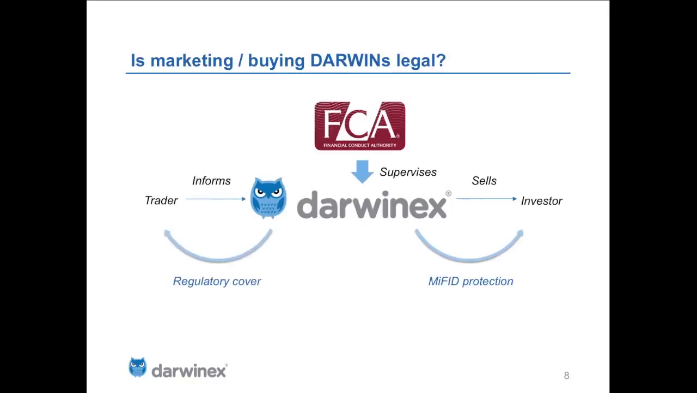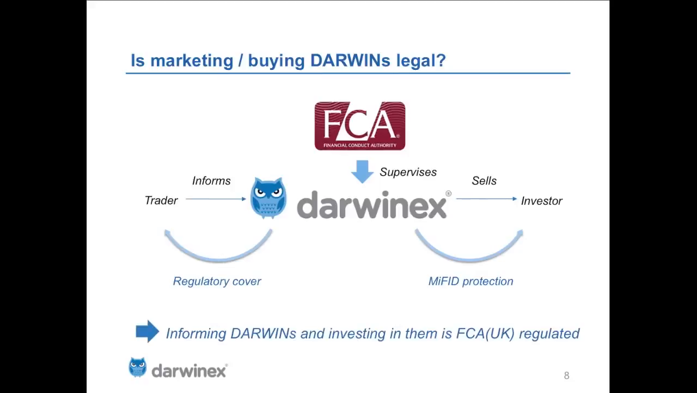And importantly, all the trader is doing is providing some market information to Darwin-X, which essentially means he is not engaging in a regulated activity. He does not require regulatory permission because he is enjoying the regulatory cover that Darwin-X regulation affords him. So forming Darwins and investing in them is FCA UK regulated and 100% legal.